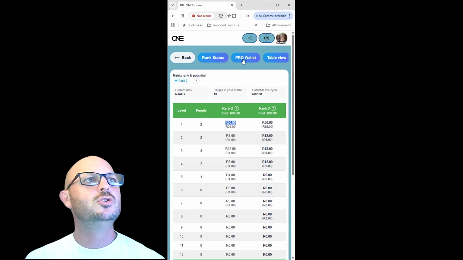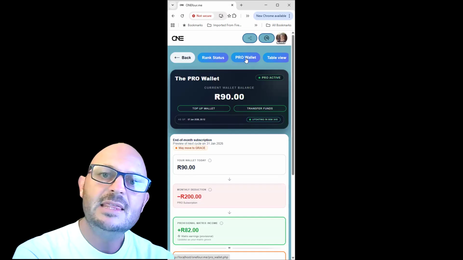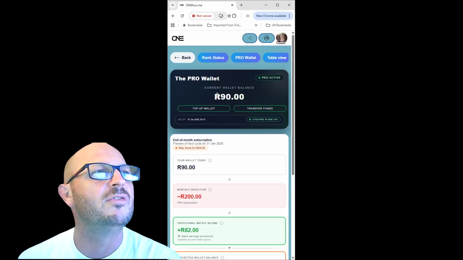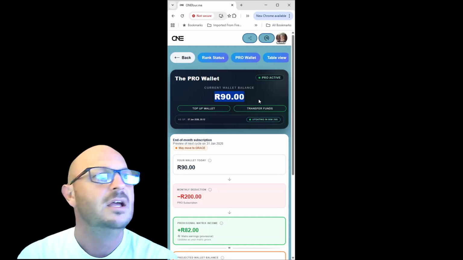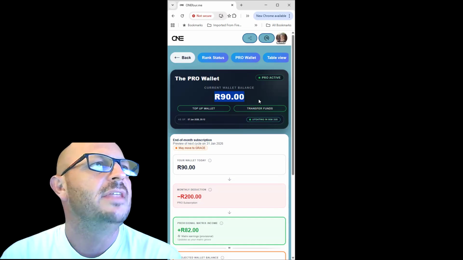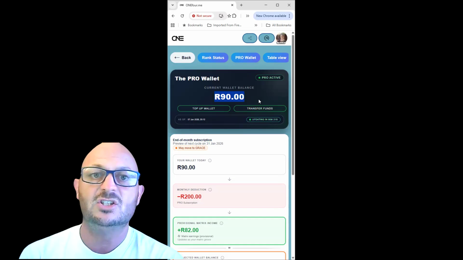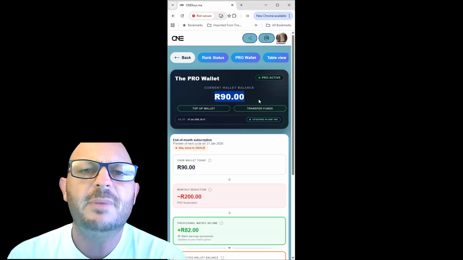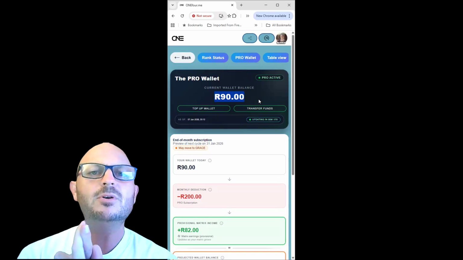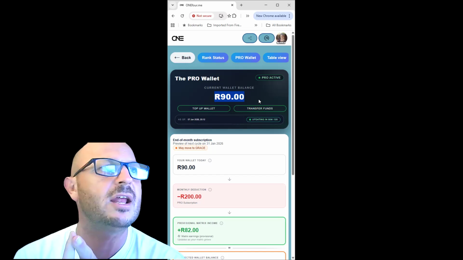Okay, let's go back to the Pro Wallet. It's that button over there if you just want to go shortcut. So at the moment, this person has a value of 90 Rand in her wallet. Another 60, 70 Rand into a wallet, and then she can withdraw that amount. That is basically just one person that comes in with a lifetime registration.